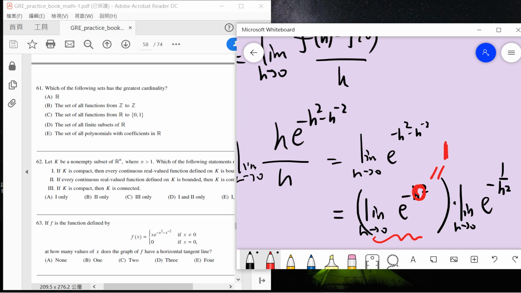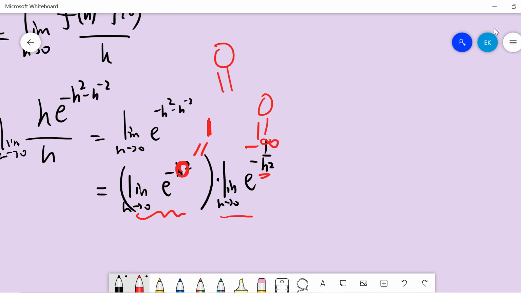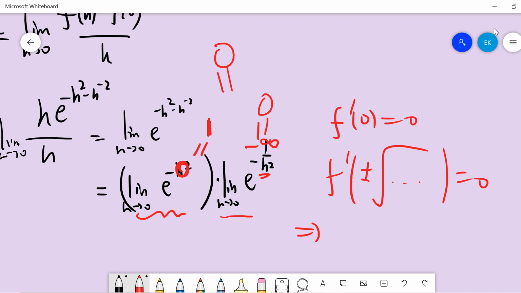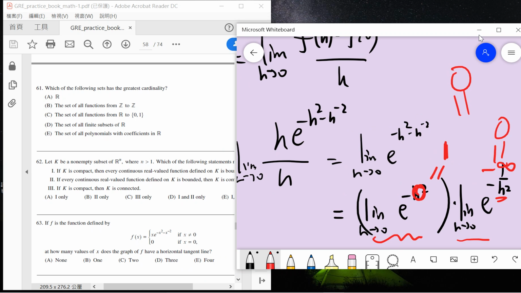How about this one, the second one? When h equals 0, this is minus infinity. So this term is 0. So this term is 0. So that we have f prime of 0 equal to 0. So we have 3 points. 3 points. So the answer is D.